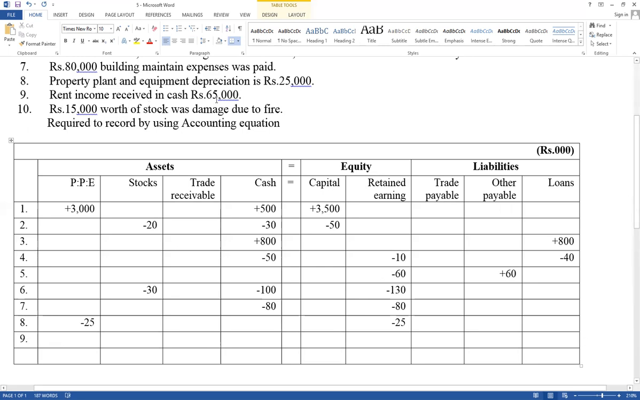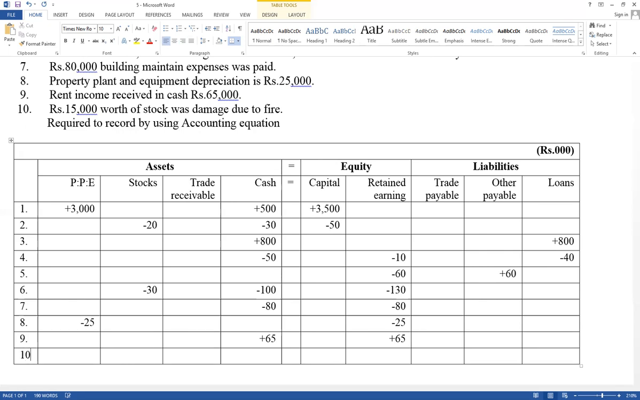Then think about transaction number 9. Rent income received in cash 65,000. Received in cash, rent income. Therefore, the effect is cash increase. Cash increases, and that is income, rent income. It affects equity increase, but equity is given separately. Income and expense should be recorded under the retained earnings column. As a result of income, retained earnings also increase.